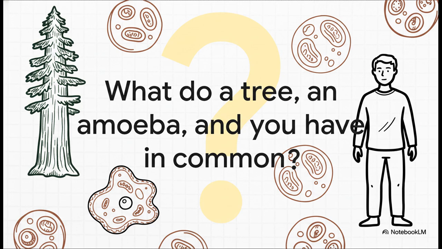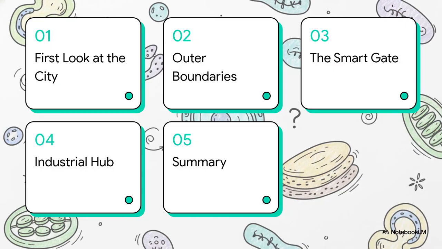So let me ask you a question. What could a massive sequoia tree, a tiny little swimming amoeba, and, well, you possibly have in common? It seems like a weird riddle, right? Well, the answer is pretty profound. It's the type of cell you're all made of, a super sophisticated, highly organized structure. You're all eukaryotes.